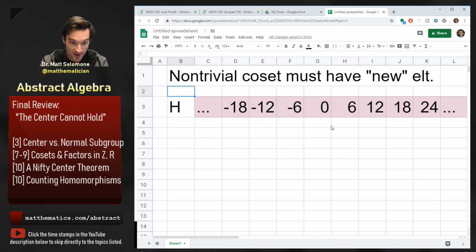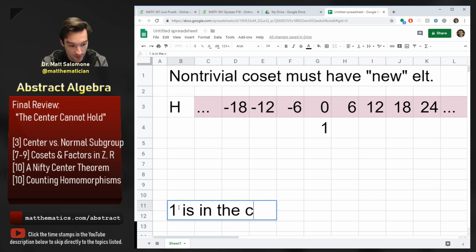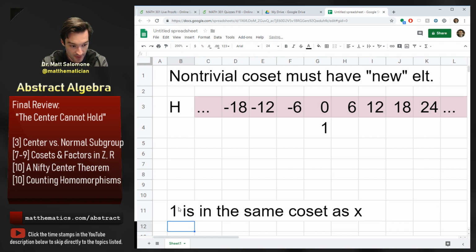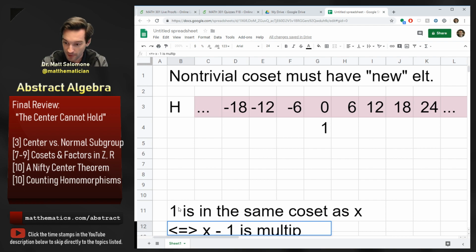What I mean by that is the best way to understand how to get a non-trivial coset is to pick an element which doesn't belong to my subgroup in the beginning. I don't, for example, see the number 1 anywhere in this first row. And so from the point of view of cosets, 0 and 1 are going to reside in different cosets. But then 1 is going to reside in a coset with a bunch of other stuff. And the key here is that 1 is in the same coset as x if and only if the difference between x and 1, so x minus 1, is an element of H.